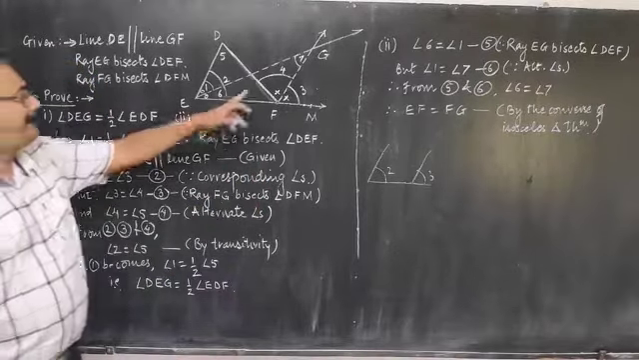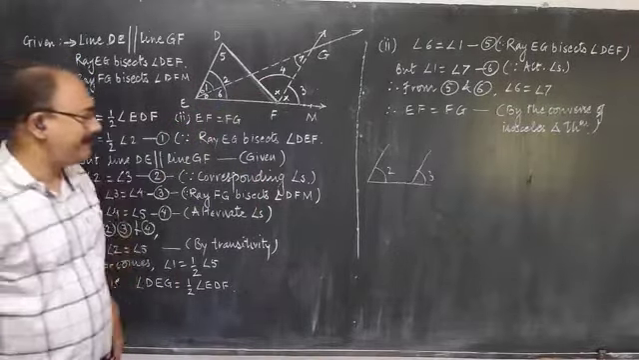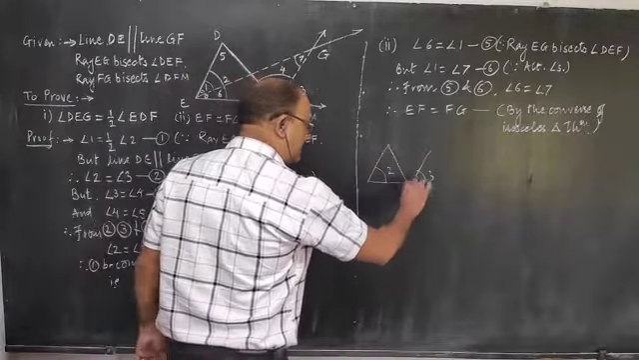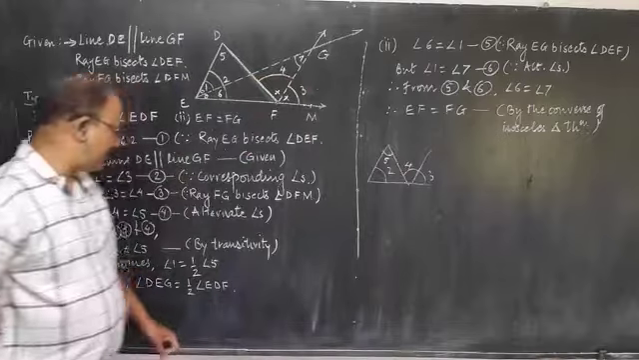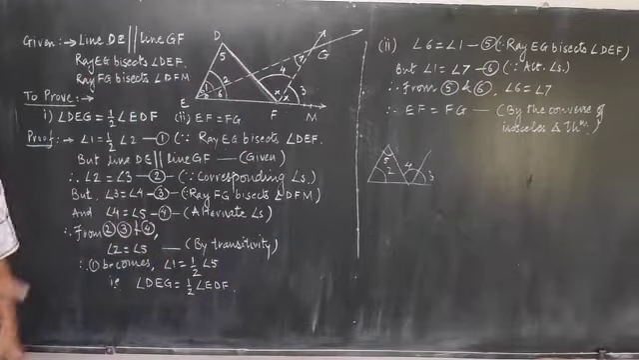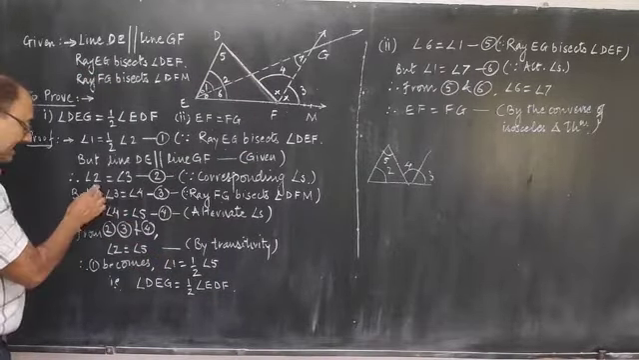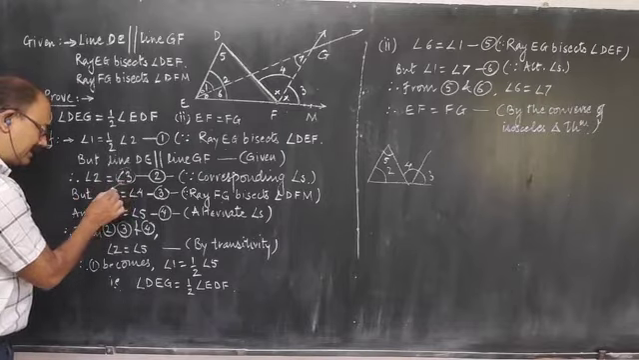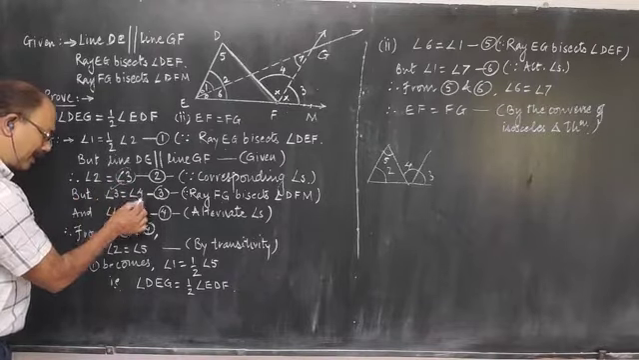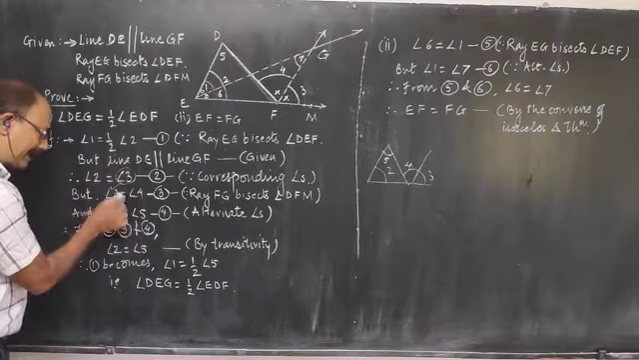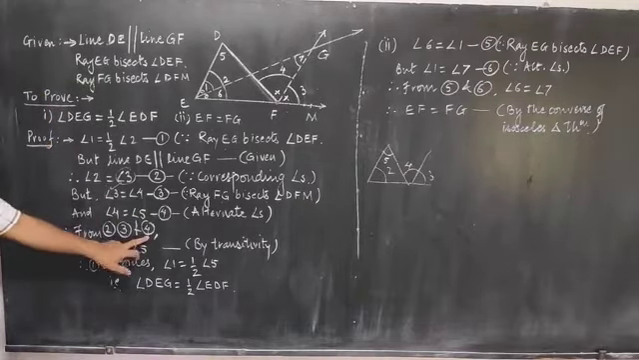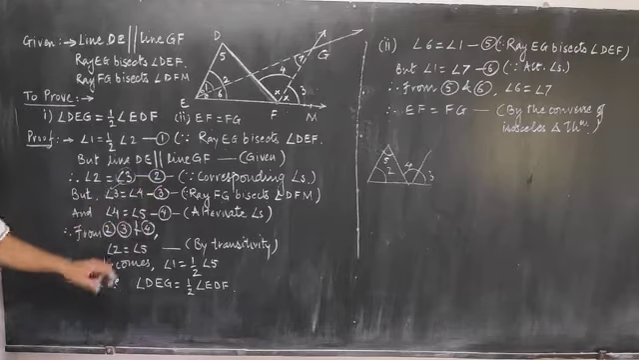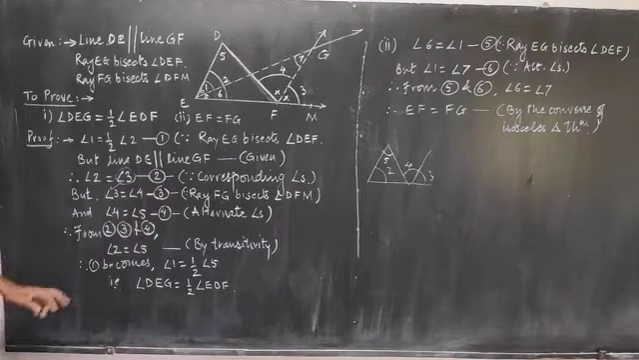Ray FG bisects angle DFM. And angle 4 will be equal to angle 5 because these are alternate angles. So that also we have written. So you are getting a link like this. Angle 2 is equal to 3. 3 is equal to 4 and 4 is equal to 5. Therefore by transitivity, from equations 2, 3 and 4, angle 2 is equal to angle 5.